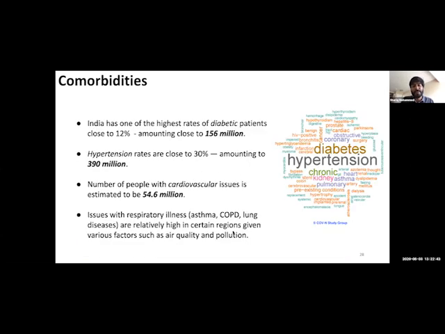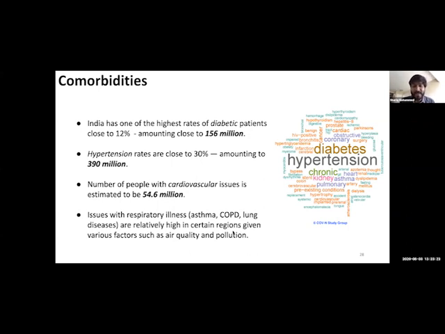And the other thing we also looked at, when we are looking at these individual level data, is that there's a lot of susceptible population in India in terms of pre-existing conditions and comorbidities. So the plot you see on the right side is a word plot, where the size of each of those words is proportional to the frequency of the symptoms you've seen in these COVID patients. For example, diabetes, hypertension, and cardiovascular issues in India are very prevalent. So 12% of the Indian population is diabetic, 30% has hypertension.